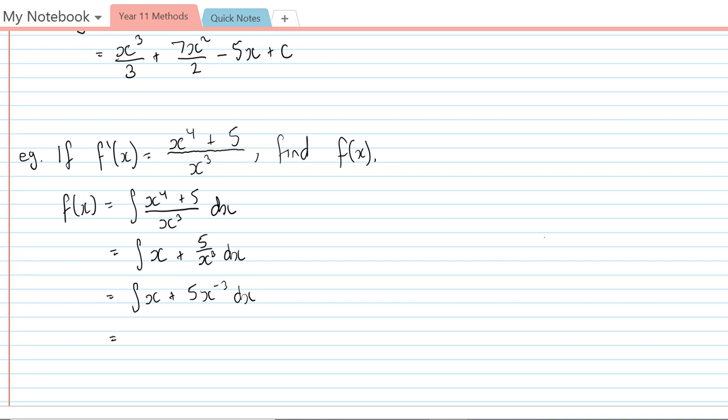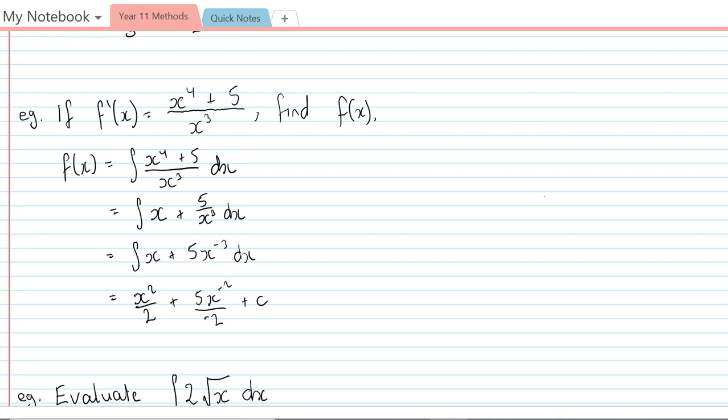X becomes x squared on 2. And 5x to the minus 3 becomes 5x to the minus 2 over minus 2. And again, remember to write the plus c. Now there's a little bit of simplifying that can go on here. So all that I need to do now, I'll leave the x squared on 2 as it is. You might choose to write it as half x squared, that's also acceptable.